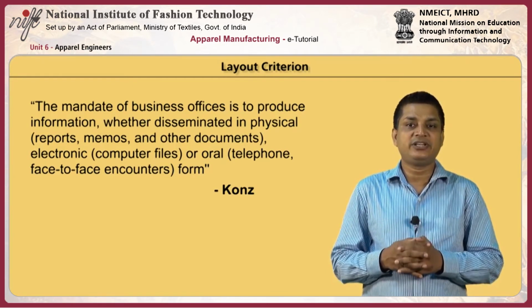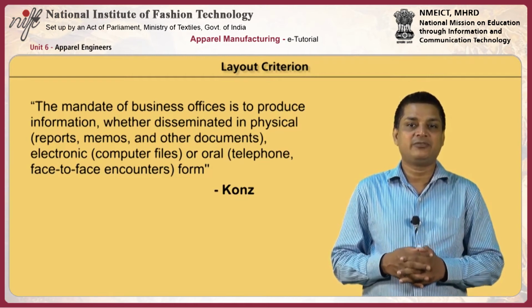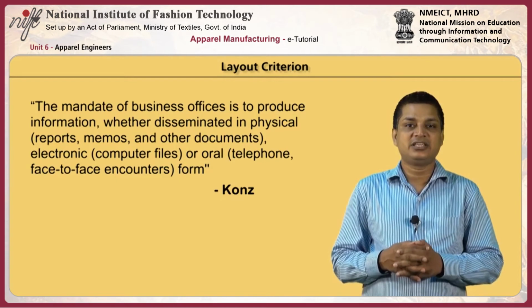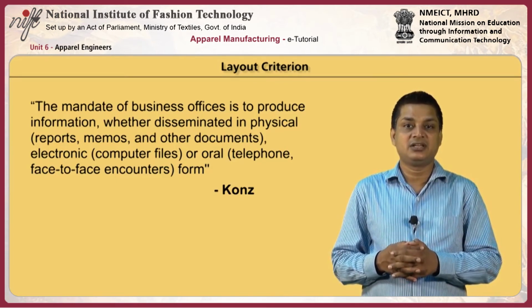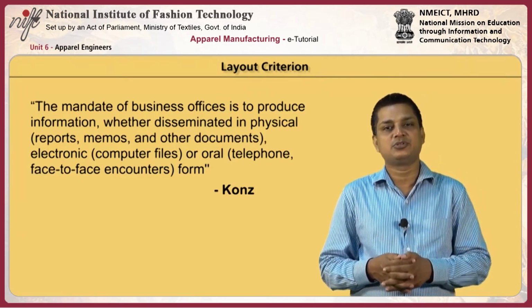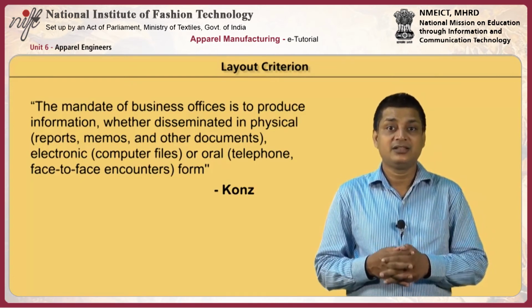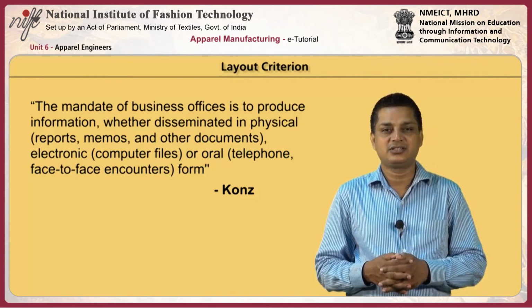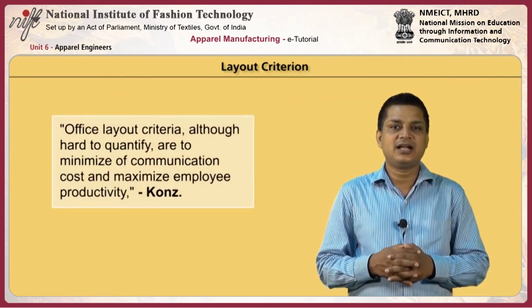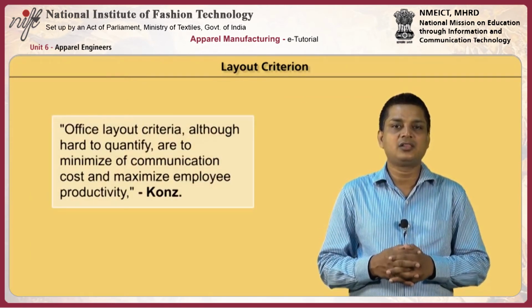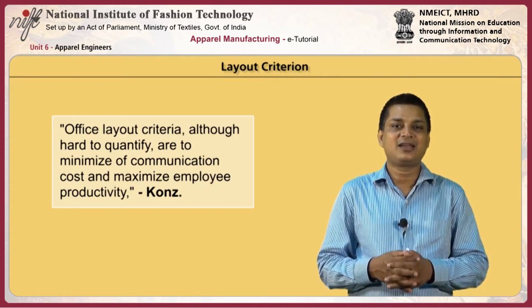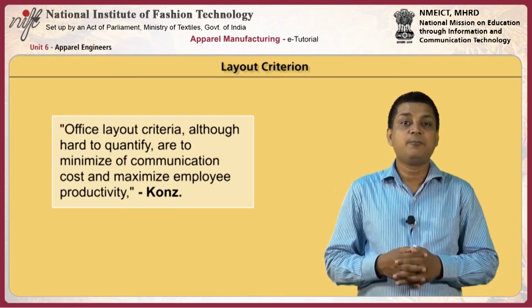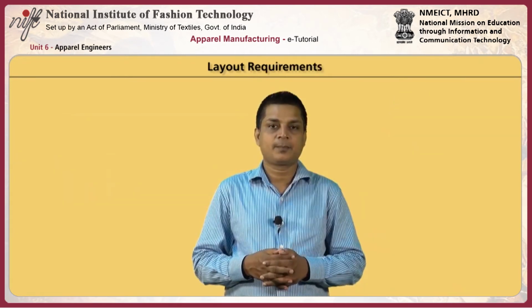However, Cones pointed out that the mandate of business offices is to produce information, whether disseminated in physical form, that is reports, memos or other documents, electronic form, that is computer files, or oral form, that is telephone or face-to-face encounters. Cones wrote that office layout criteria, although hard to quantify, are to minimize communication cost and maximize employee productivity.